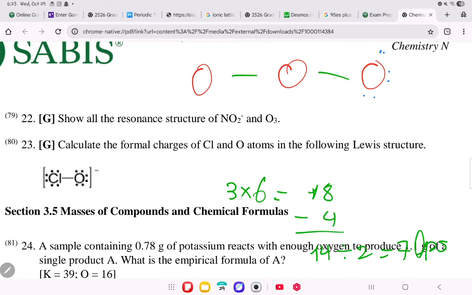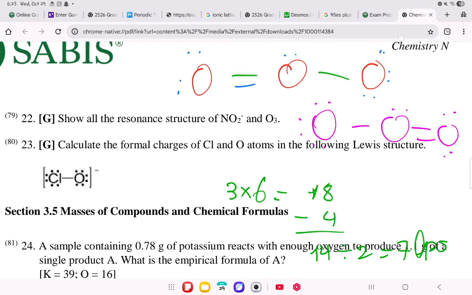So what do we need to do? Again, same process. It could either be like this, or it could be like this. So if the double bond can change places, then it is what? It's a resonance structure. Now we finished 22, we move on to 23.